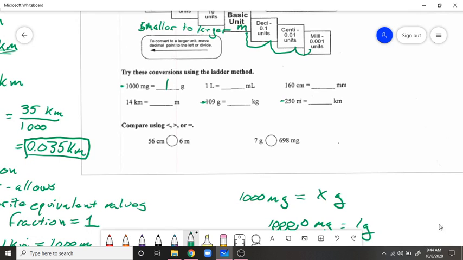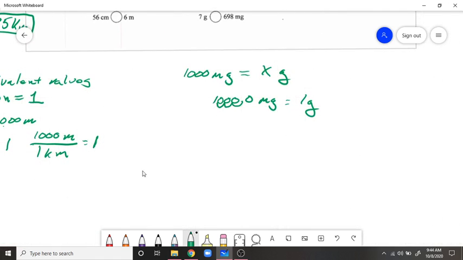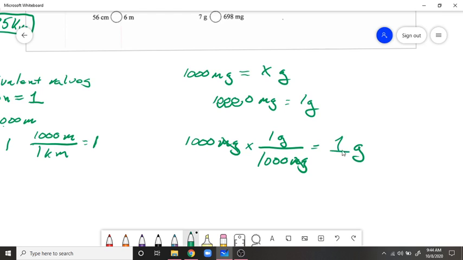Let's see how that works by doing the division. If I have 1,000 milligrams, and I know that 1 gram is equal to 1,000 milligrams, I end up with grams. So my milligrams cross out. I know that 1,000 divided by 1,000 is 1. The step looks like this: 1,000 milligrams over 1,000 milligrams. When you have the same number on the top and bottom of the fraction, we know that it is equal to 1.